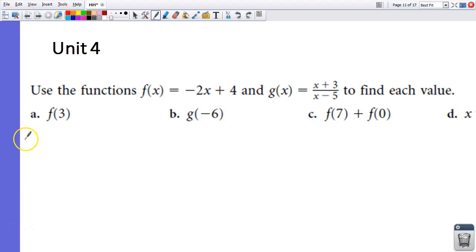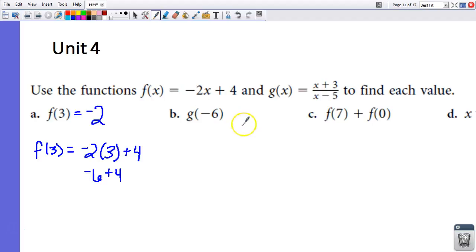What's next? Oh, good, some more of these. These are fun. All right, f of 3. So f of 3, I'm going to rewrite the function of f of x, but everywhere I see an x, instead, I'm going to put a 3, so negative 2 times 3 plus 4. Negative 2 times 3 is negative 6 plus 4. My answer is negative 2.